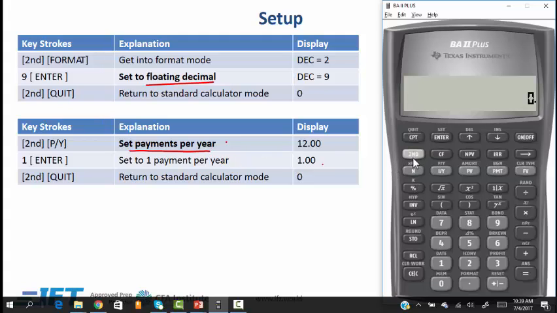We click on second and then payments per year, and here the number is set to 12. On your calculator it might be a different number, but what you need to do is change this to 1. So again you press 1 and then hit enter. The equal to sign means that the number has been accepted, and then you do second quit, which brings you back into the standard calculator mode.